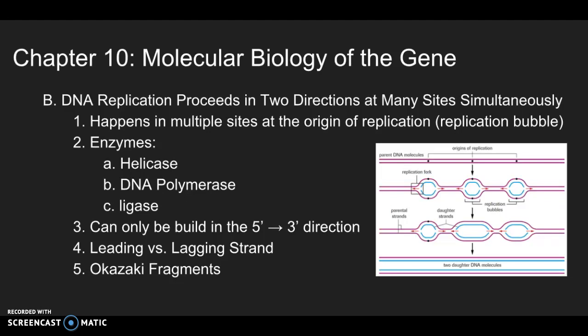Now, DNA polymerase is basically going to be there to start adding the bases to these unwound strands of DNA. And ligase is going to be the glue that puts it all back together.